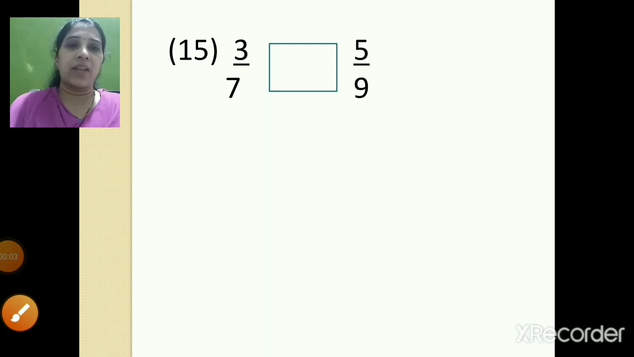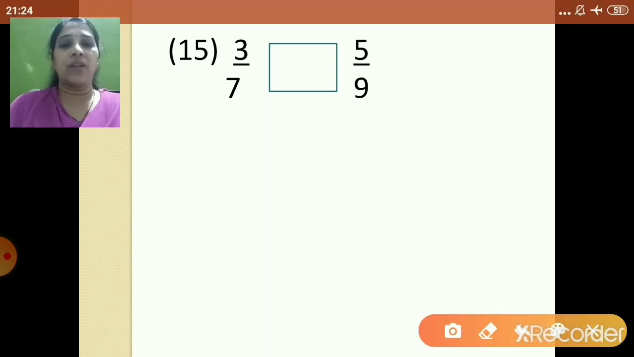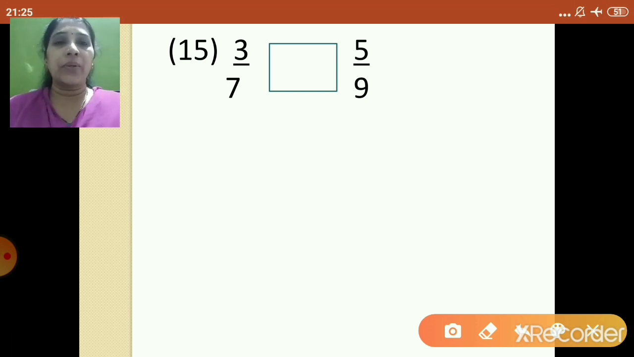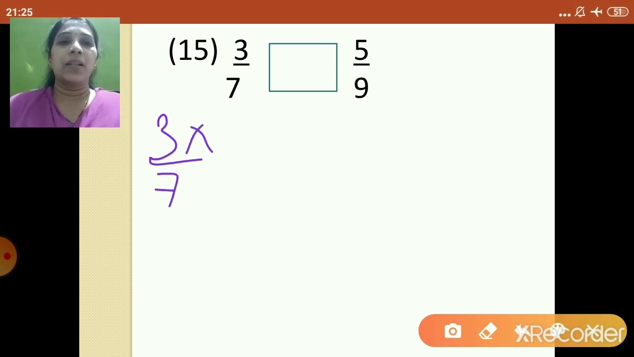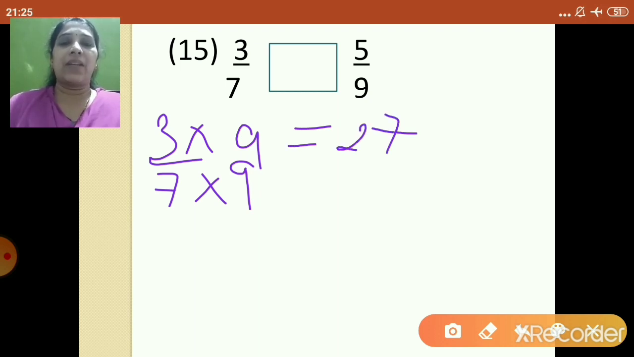3 upon 7 and 5 upon 9. So children, both the denominators are 7 and 9. So we have to convert them into like fraction. So what we are going to do? We are going to write 3 upon 7 and multiply it by 9, right? So 3 into 9 upon 7 into 9. So 3 nines are 27 and 7 nines are 63, right?